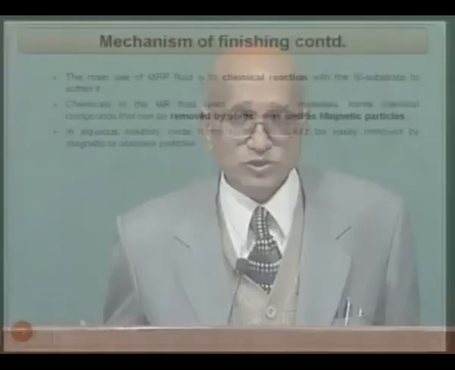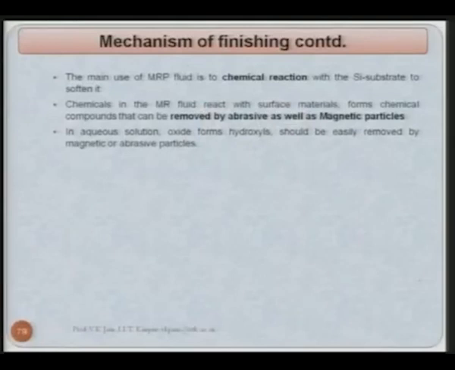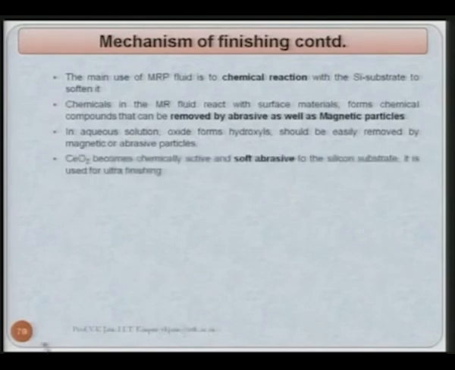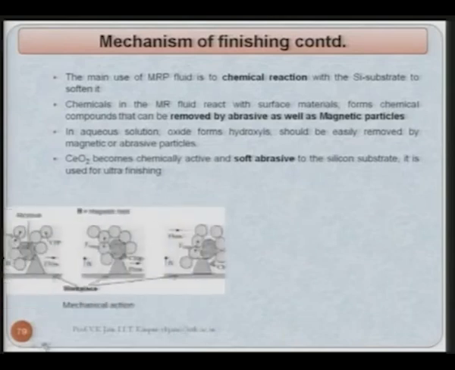So, even iron particles to some extent can remove that softened layer, and in aqueous solution, that is water solution, oxide forms hydroxyls that should be easily removed by magnetic or abrasive particles. Cerium oxide, CeO2, becomes chemically active and acts as a soft abrasive to the silicon substrate, and it is used for ultra finishing.